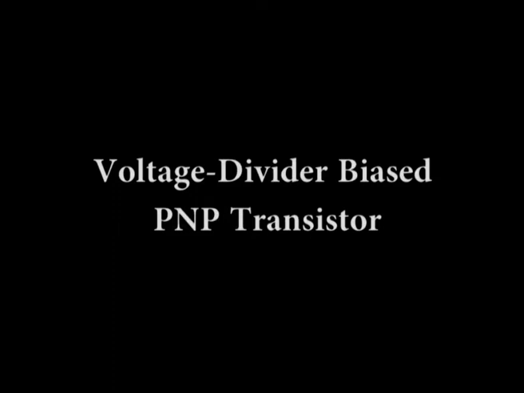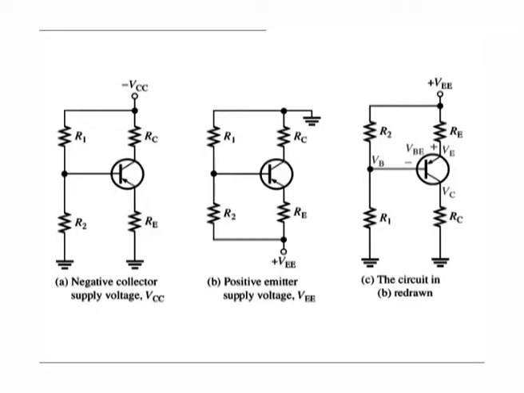Voltage divider biased PNP transistor. As you know, a PNP transistor requires bias polarities opposite to the NPN. This can be accomplished with a negative collector supply voltage as in figure A, or with a positive emitter supply voltage as in figure B. In a schematic, the PNP is often drawn upside down so that the supply voltage is at the top of the schematic and ground at the bottom, as in figure C.